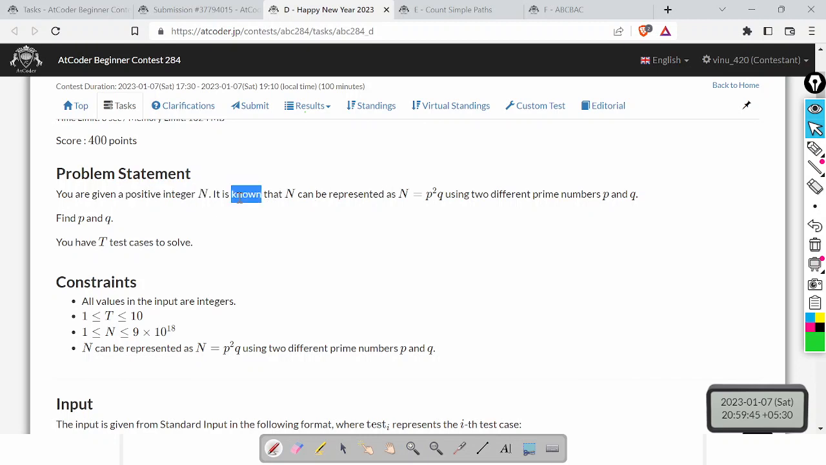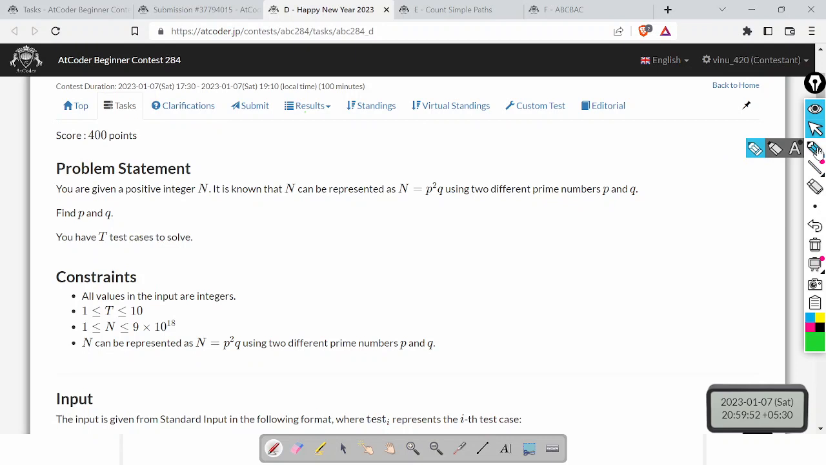Coming on to the next question: we are given a positive integer n, and it is guaranteed that n can be represented as p square into q, where p and q are prime numbers. We know that every number has a unique prime factorization, p1 to the power alpha 1, p2 to the power alpha 2, and so on. So our given integer n contains only two primes, p and q, where one of the prime powers is 2 and the other prime's power is 1.